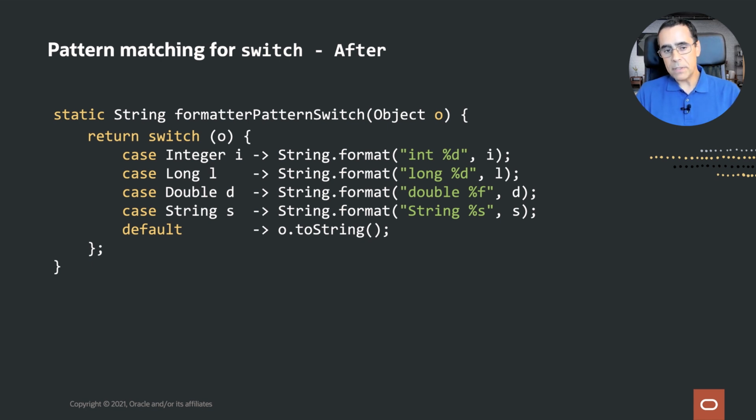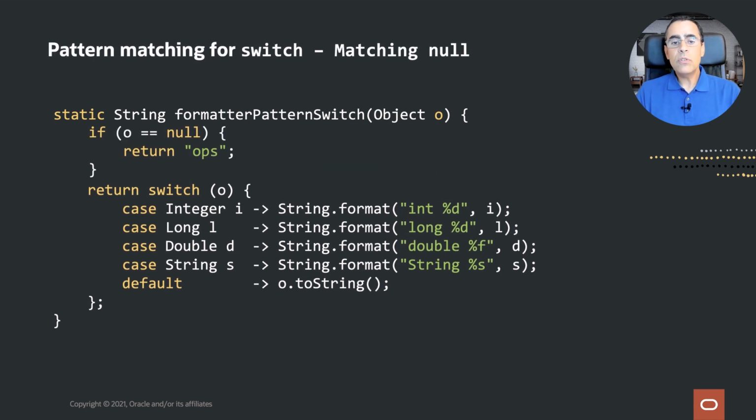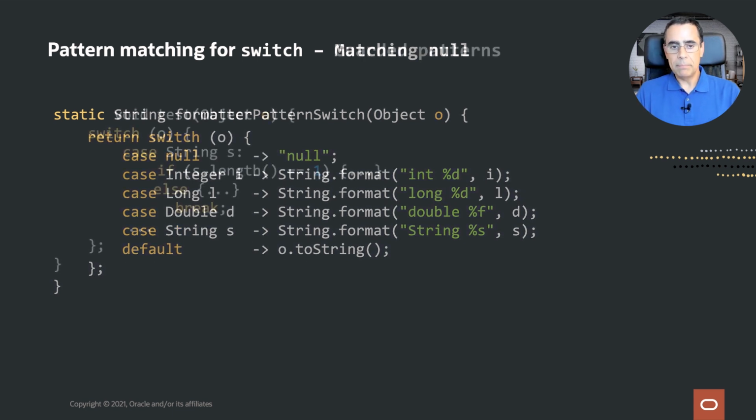But there's one thing missing here. Traditionally, switch statements and switch expressions throw a null pointer exception if the select expression evaluates to null. Testing for null is done outside of the switch statement. But now that case labels will allow type patterns, it would be better to integrate the null into the switch statement. This makes the code easier to read and to maintain.